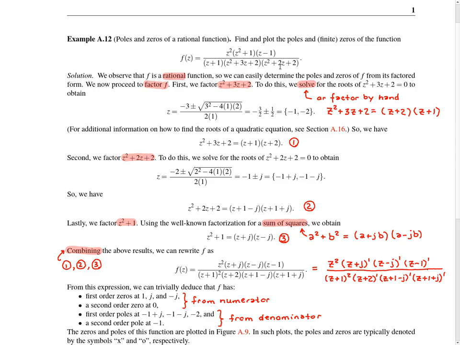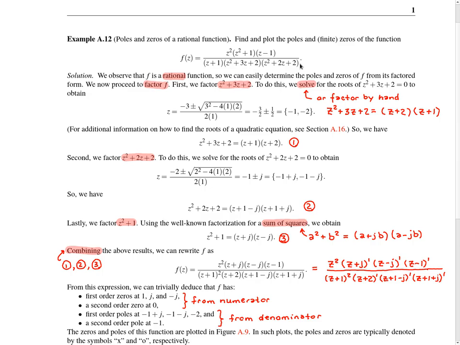So again, the way that we do this is we factorize the numerator and denominator, factoring into linear factors, and then from this factorization we can read off the poles and zeros. So fortunately this function is already partially factored for us, so there's just a few quadratic factors that we have to further factor. So we're going to have to factor this z squared plus 1 factor, this z squared plus 3z plus 2 factor, and this z squared plus 2z plus 2 factor.